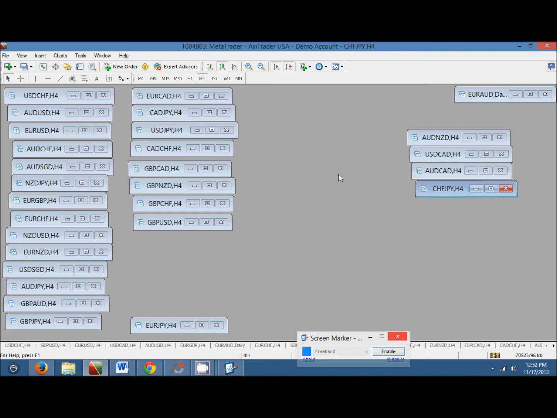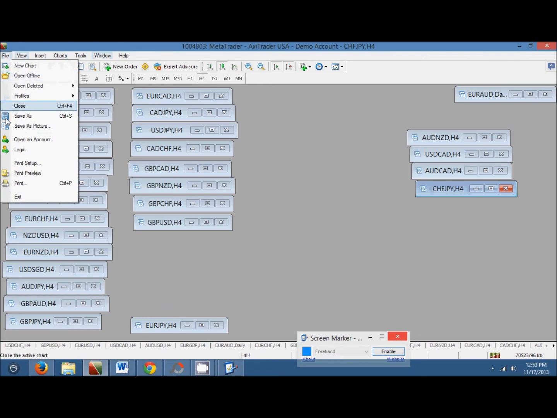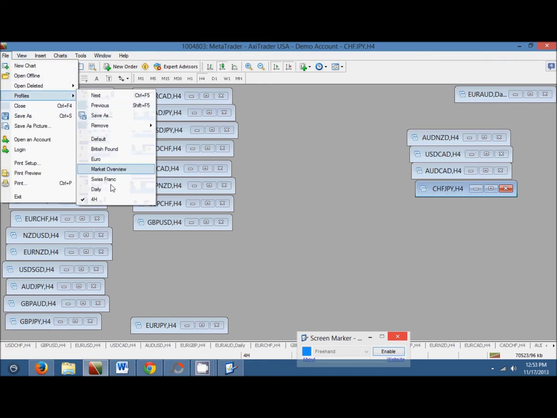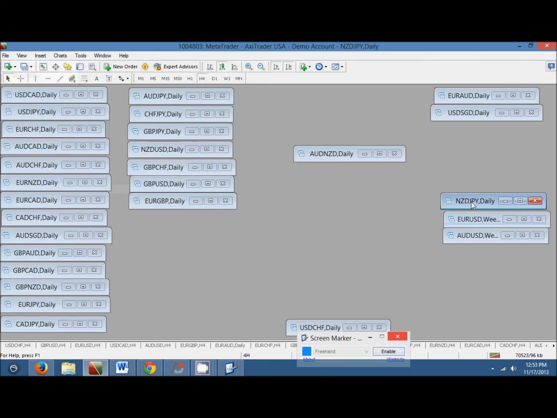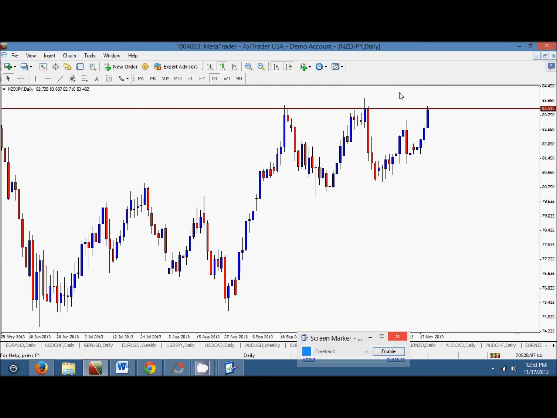So that's it for the 4-hour charts. We're now going to move on to the daily and weekly charts. So the daily chart that we're going to be looking at is very similar to the Swiss franc yen. This is a New Zealand dollar yen, but this time it's on the daily chart.